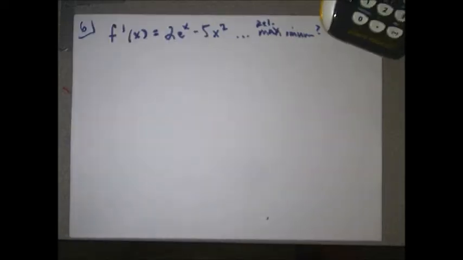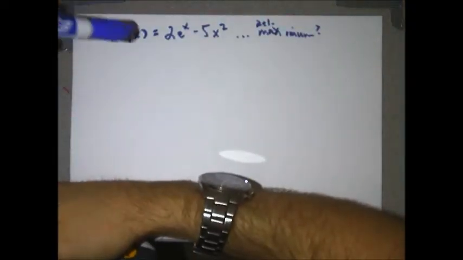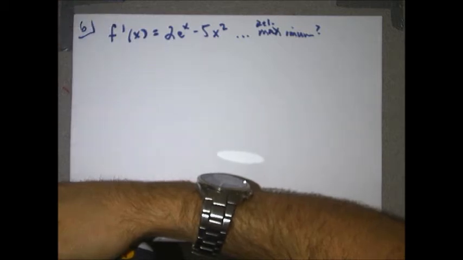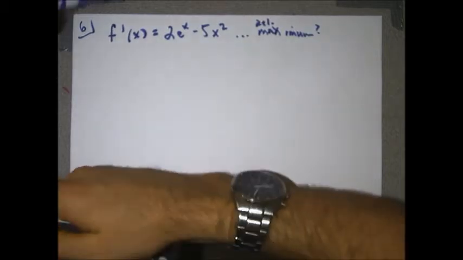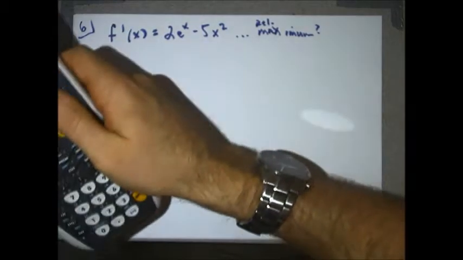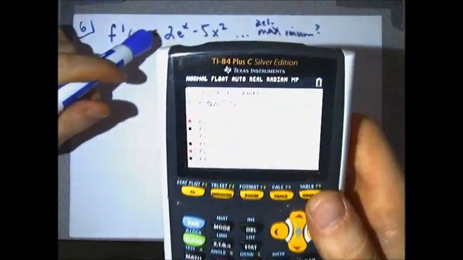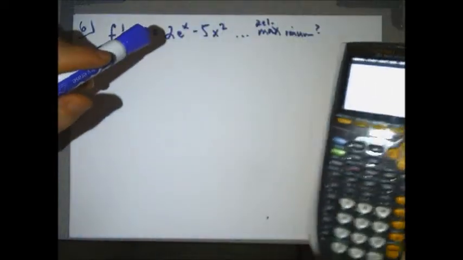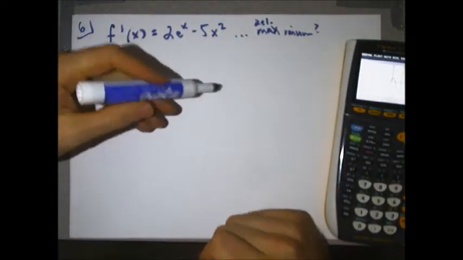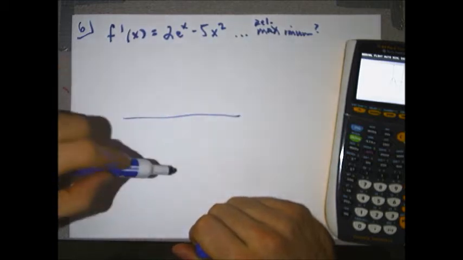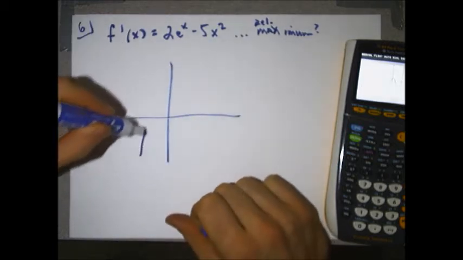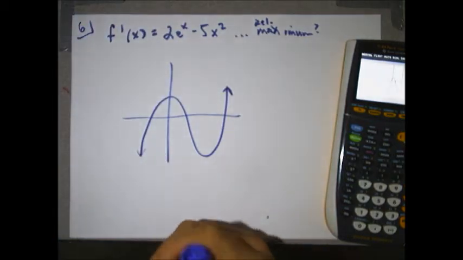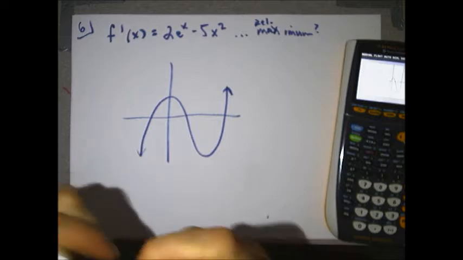For number 6, it gives you f prime of x is equal to 2e to the x minus 5x squared, and it says which of the following values produces a relative maximum. So again, you're being given a derivative. So my first instinct would be let's graph the derivative they give you, and when you do that, it's hard to see this on the calculator, but you get something if you're doing it at home that looks like this. Okay.